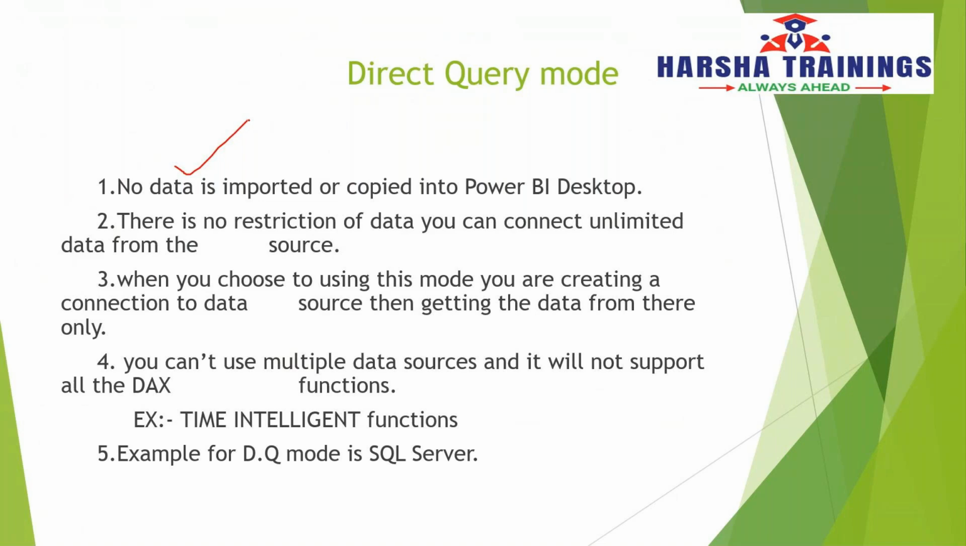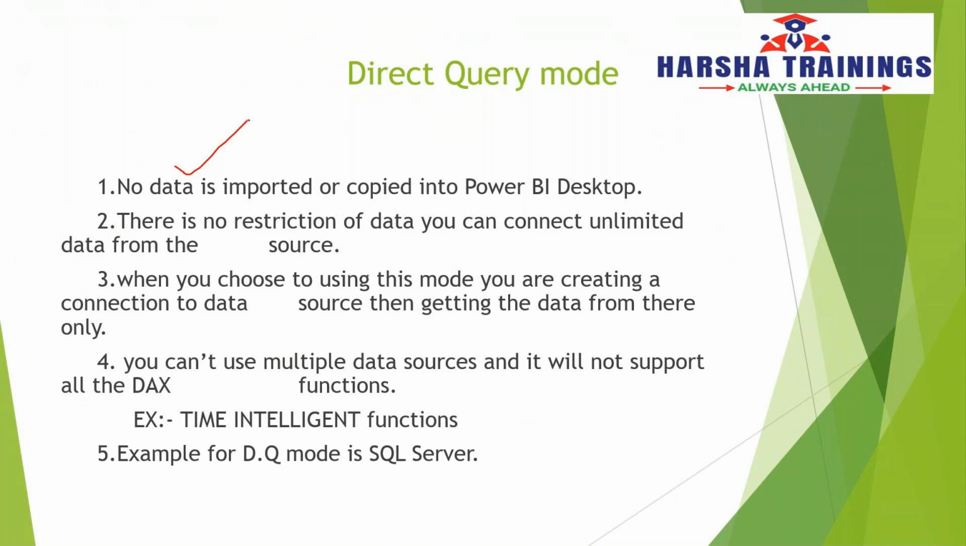Clear? When you choose this mode, you are creating a connection to the data source and gathering the data from there only. As I told you, while using import mode with multiple data sources, I can get the data at a time. But if you're using direct query mode, if you select SQL, you will get data from SQL only. You cannot use another data source. If you are using the cloud, you need to use that data source only. If you are using SQL, you need to use that data source only.